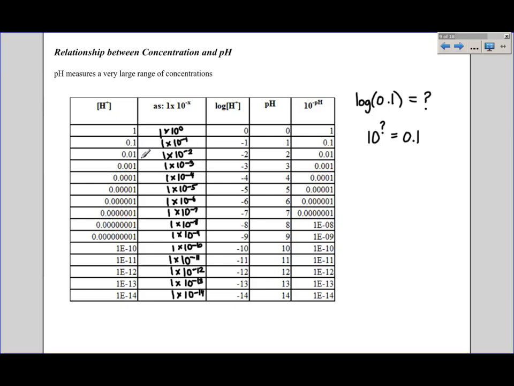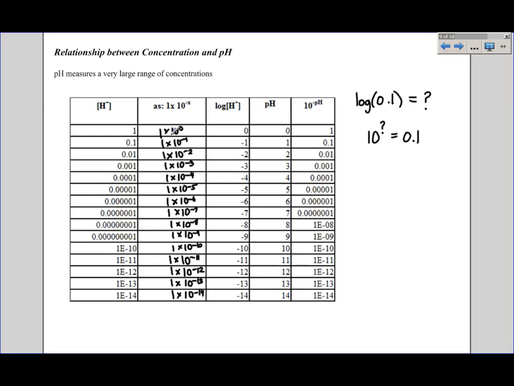The log of 0.01 is negative 2, because 10 to the negative 2 is equal to 0.01, so 10 needs to be raised to the negative 2. You can try it in your calculator. If you take the log, so you press log and then 0.001, you'll see that it responds with a negative 3, because 10 needs to be raised to negative 3, and that's the equivalent number of 0.001.